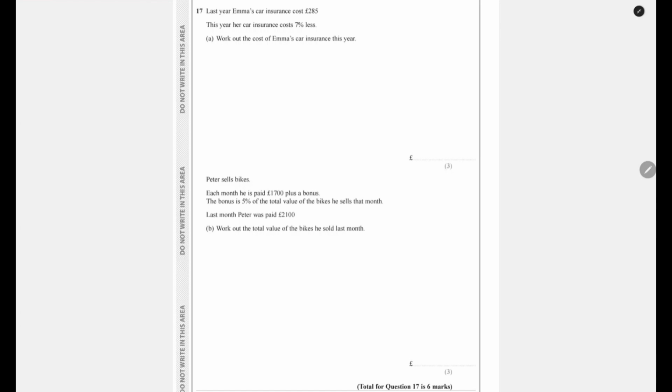So what we need to do is work out what our multiplier is going to be. So we know it's 7% less. So that's 100% minus the 7%, which is equal to 93%. Now, we can't multiply by a percentage in our calculators, so we're going to change it into a decimal. So 93% divided by 100 will give us 0.93. So that's our multiplier. Now all we have to do is £285 multiplied by 0.93, and that gives us £265 and 5 pence. So Emma's car insurance this year is £265 and 5 pence.